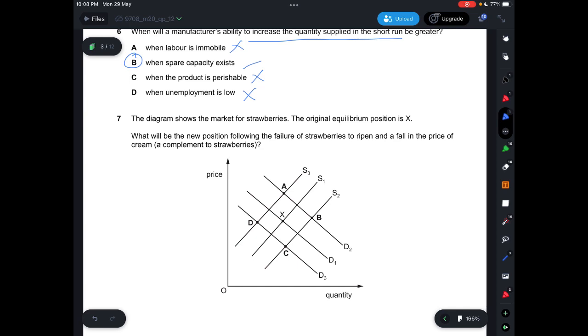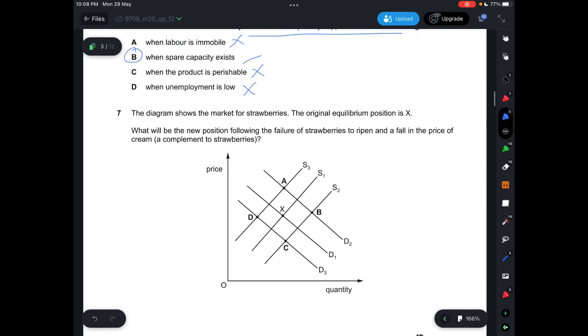Question 7. The diagram shows the market for strawberries. The original equilibrium position is at X. And what will be the new position following the failure of strawberries to ripen and the fall in the price of cream, a complement of strawberries? So the failure of strawberries to ripen will result in the supply curve shifting to the left. And then the fall in the price of cream, which is a complement, will result in an increase in demand for strawberries. So answer is A.